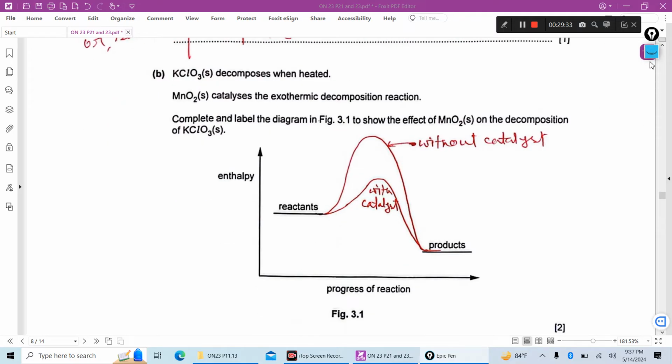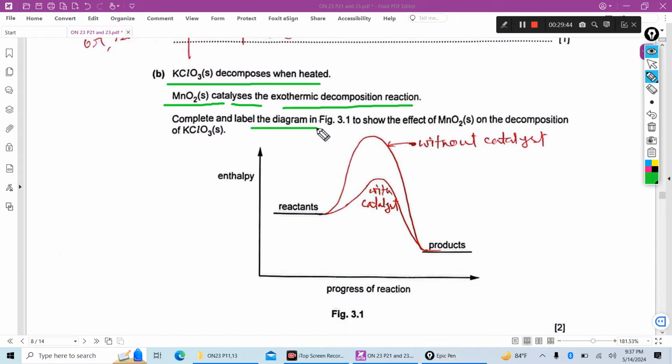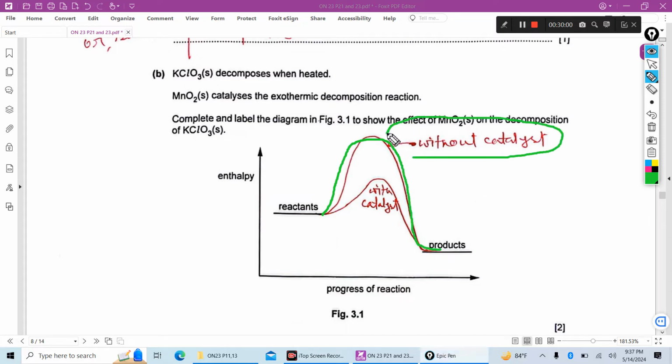Number B: potassium chlorate decomposes when heated. Manganese peroxide catalyzes the exothermic decomposition reaction. Complete and label the diagram to show the effect of manganese peroxide on the decomposition of potassium chlorate. You know this is the reactant and product. This decomposition occurs without catalyst, meaning the catalyst is absent, and this occurs in the presence of the manganese peroxide catalyst.